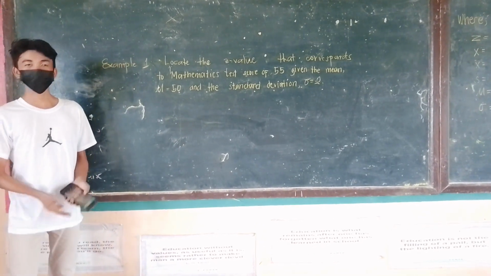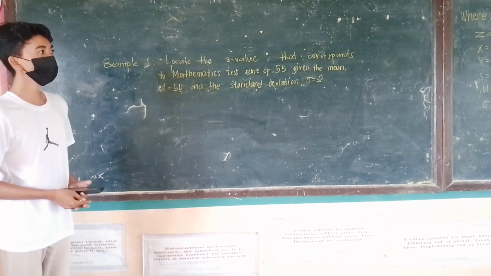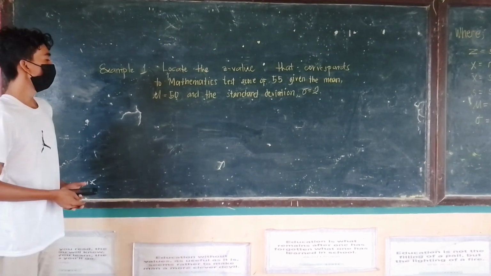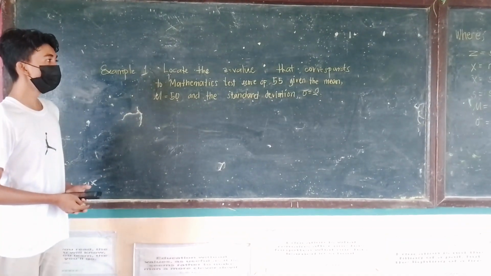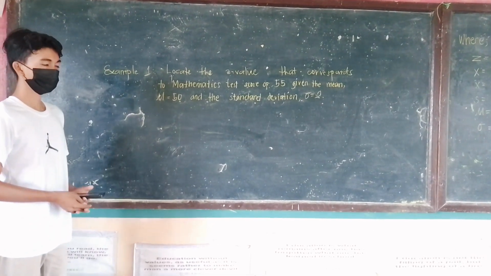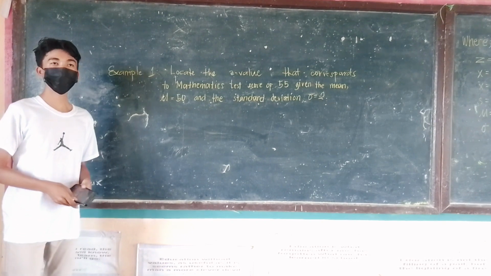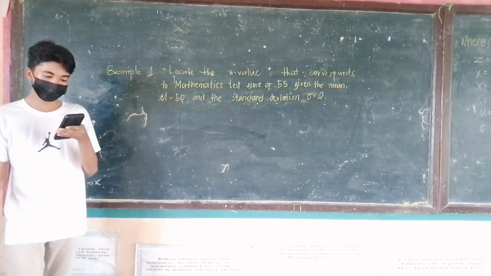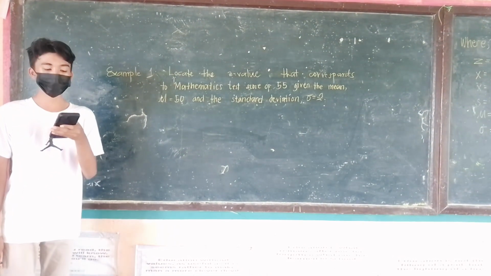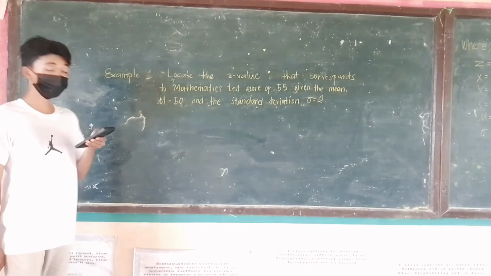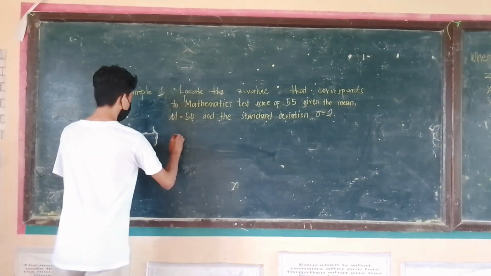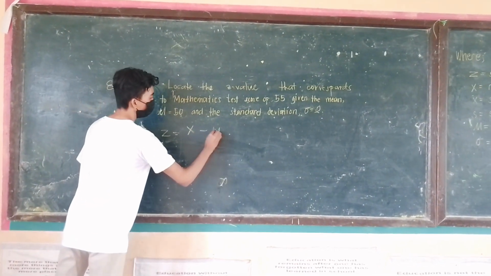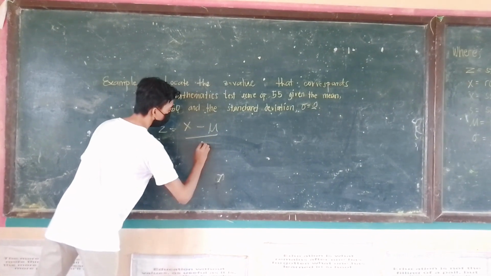Let's have an example. Example number 1. Locate the z-value that corresponds to a mathematics test score of 55, given the mean mu equals 50 and the standard deviation sigma is equal to 2. The first step is to select the formula. We should choose the z-score formula for population data as indicated in the problem. So we should use the formula z is equal to x minus mu over sigma.